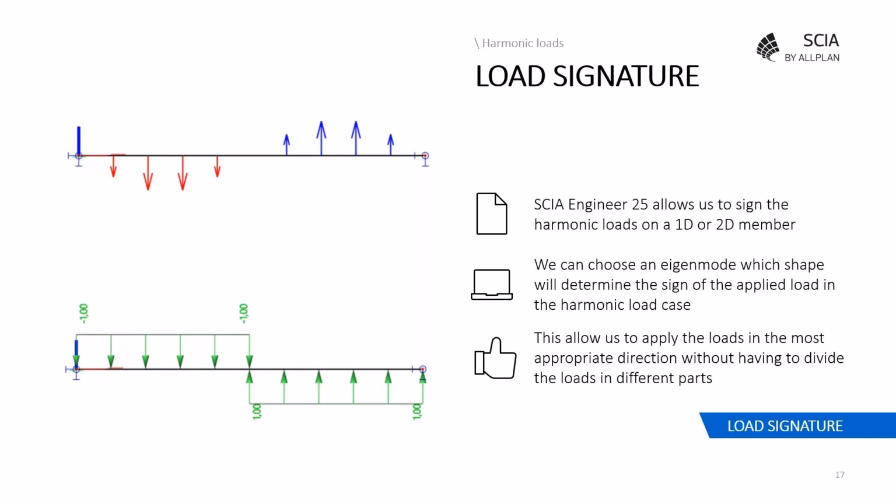What can be done now is, instead of applying two different loads, one downwards on the left side and upwards on the right side to simulate the correct behavior, you can apply a single load on the whole beam and specify the eigenshape. In this case, the eigenshape represented on the top is the shape that will sign your load. So in the background, SCIA Engineer will adapt the sign of the load along the beam or along the surface, and the analysis will be carried out in a correct manner. We'll have a chance to see that in an example in the footbridge that we are evaluating today.